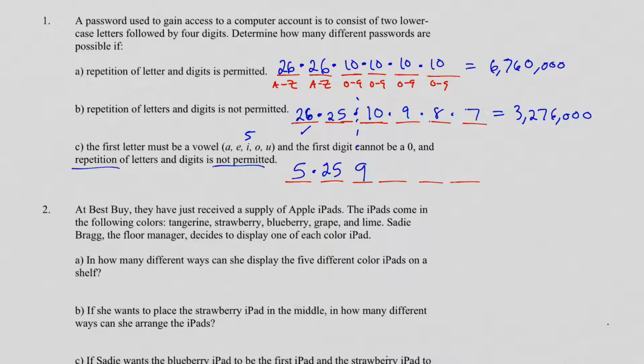Now, that's only for the first digit. The second digit, I can put whatever I want, except I can't. So let's say we chose 1. Now I can't use 1. I can use the 0 for the second number, but I can't use 1 because I already chose it in the first one. So that leaves me with 9 again. Okay?